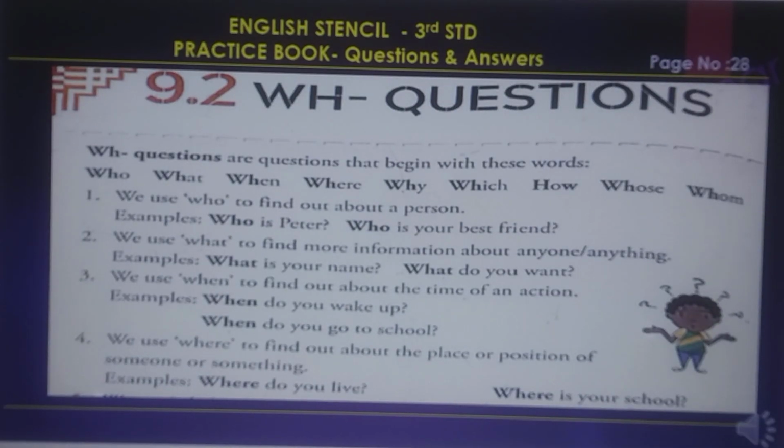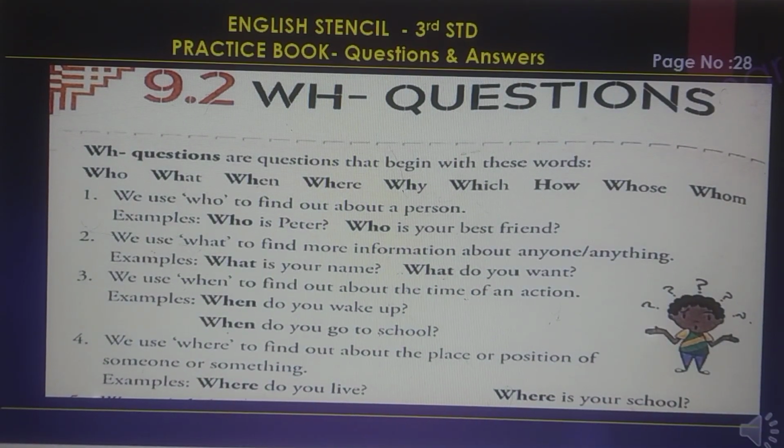And 9.2 WH questions. WH questions begin with these words: who, what, when, where, why, which, how, whose, whom. We use who to find out about a person. Example: who is Peter? Who is your best friend?